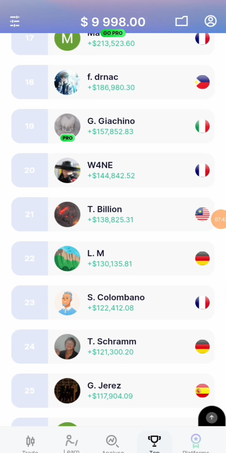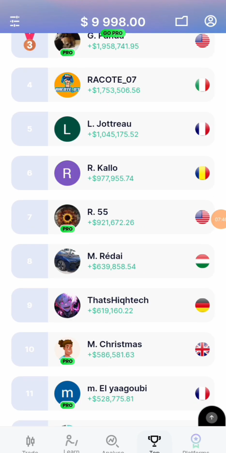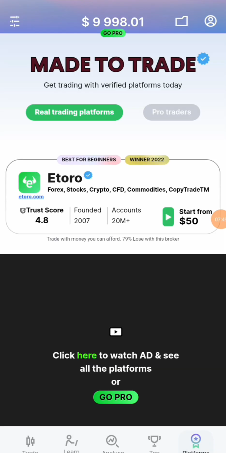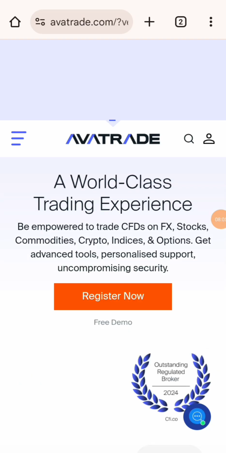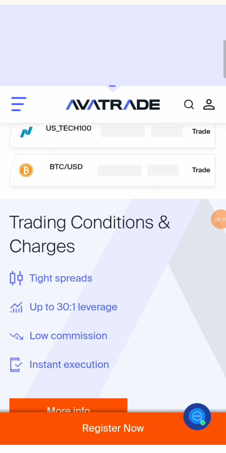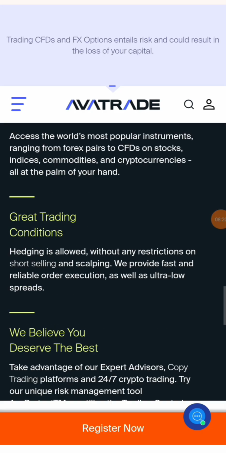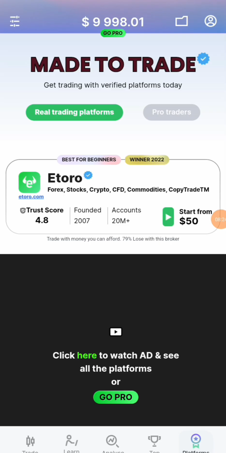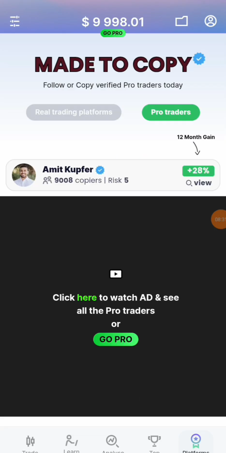This is a ranking to this app. This is very good. If many people download this app and trade. World class trading experience. Register now. This is a very good app. Good app. Good.